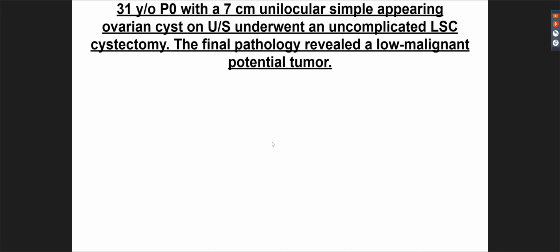A 31-year-old para-0 with a 7-centimeter unilocular simple appearing ovarian cyst on ultrasound underwent an uncomplicated laparoscopic cystectomy. The final pathology revealed a low malignant potential tumor. How would you counsel the patient?